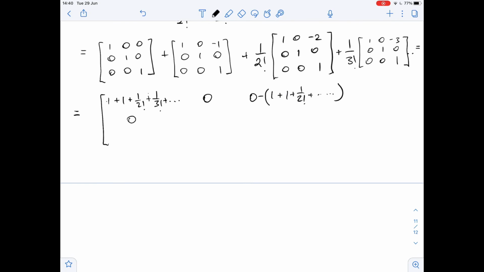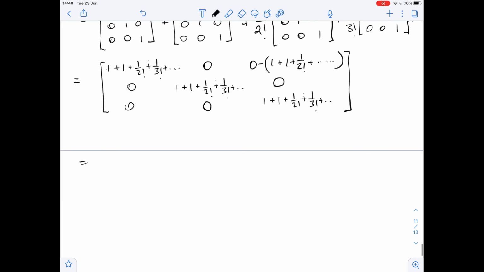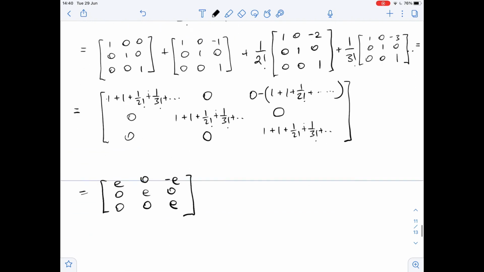in the next row, again, we have 0. Then we have the same thing as here, because in the original matrix it's 1, and we just multiply it by all the factorials and add them. Next we have 0, 0, 0, and here's the same thing because there was 1, and we multiply it by the sum of factorials. So finally we get that this equals e, 0, negative e, 0, e, 0, 0, 0, e. So this is the matrix exponential of matrix A.